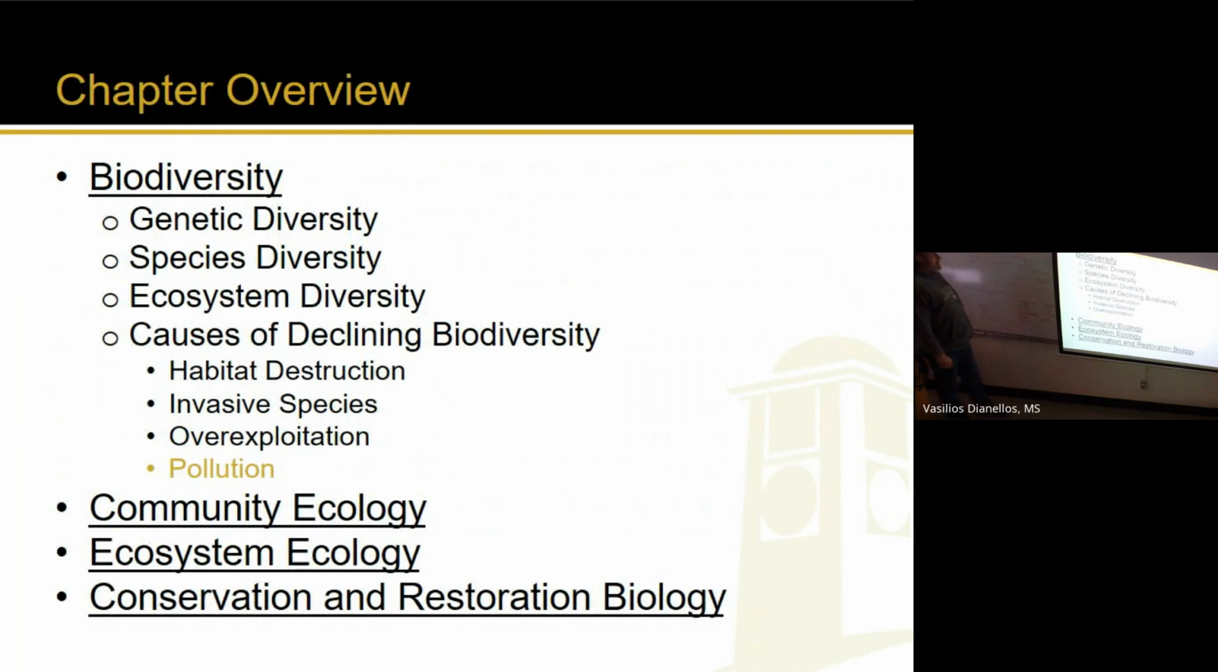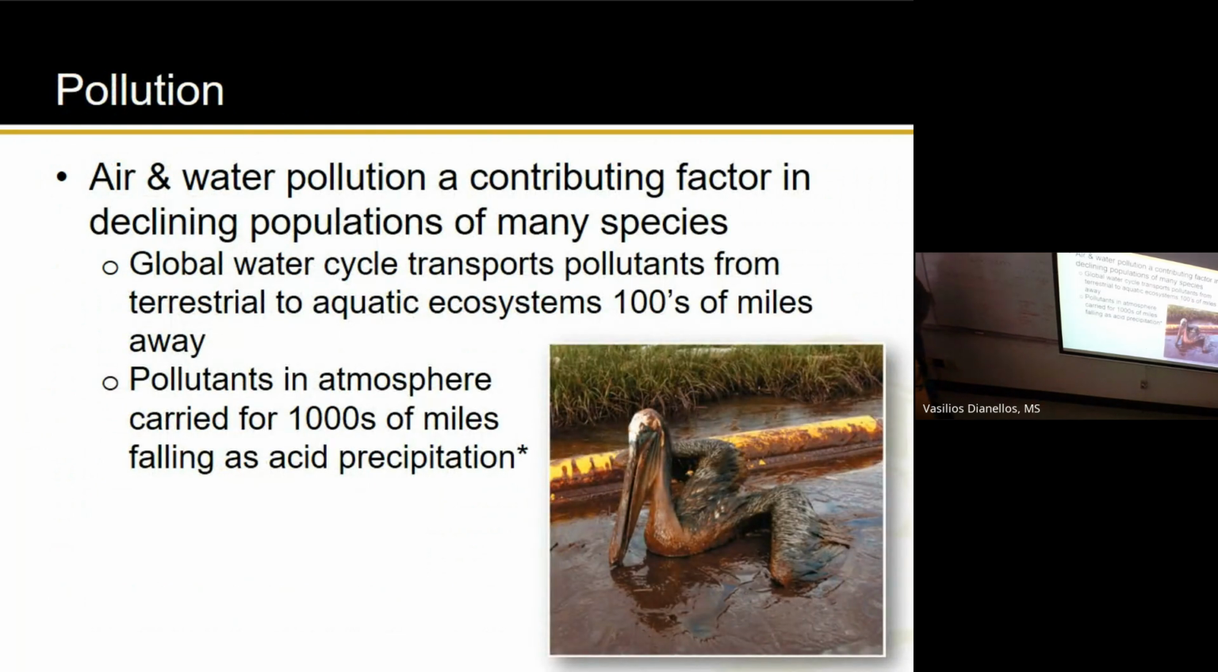And then finally, the last cause of declining biodiversity is pollution. And this is very simple, right? I mean, pollution kills things. That's basically it. Air and water pollution are a contributing factor in declining populations of many species. So here you have a picture of this pelican that's covered in oil. That's very obvious pollution, right?